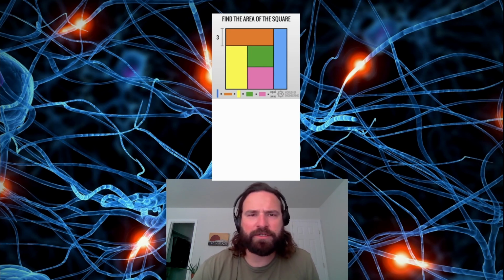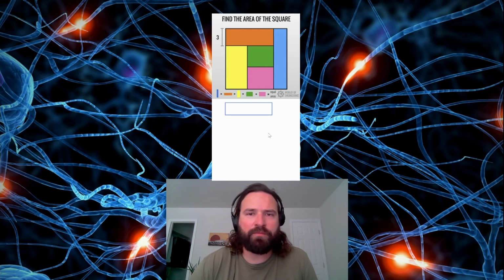So basically the directions are that you're looking to find the area of this whole shape, and we're told that the entire thing is a square, and that each rectangle on the inside has the same area. I think the only other piece of information we're given is that the orange one has a height of 3.